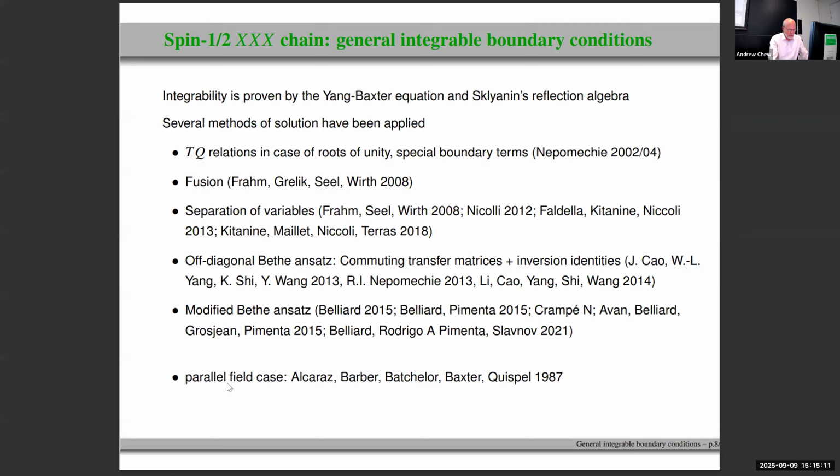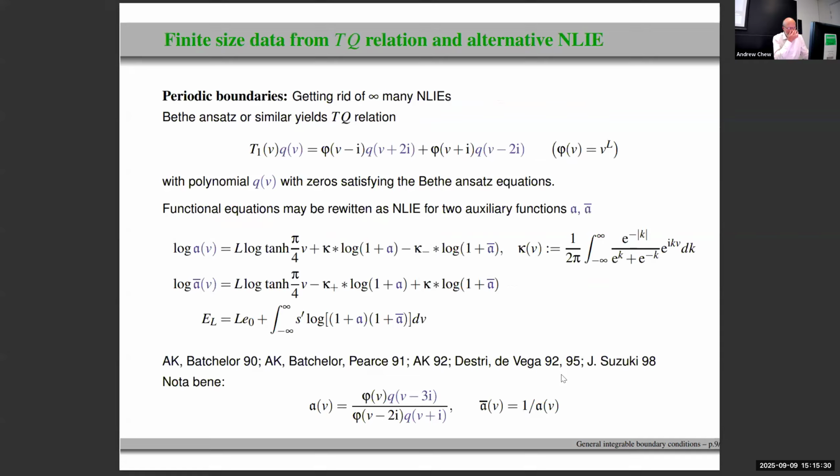Other people worked on the problem: Belliard, Pimenta, Crampé, Avan, Belliard. Okay, you read it. And for the parallel field case, there's a paper by Professor Baxter and others, usually referred to as the paper written by everybody here in Canberra. So the paper had been cited already, and it was written in 1987. Okay, so what are the alternative methods? Back to TQ relations. Some people would have said, why not directly? TQ you get from the Bethe ansatz, and this is proven, etc.